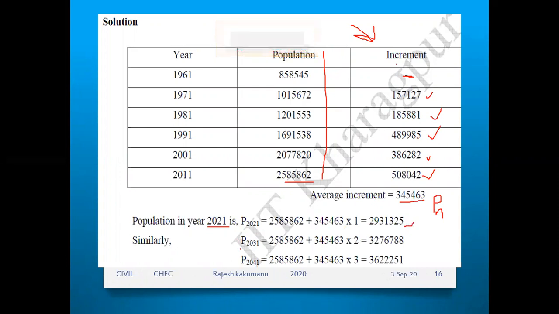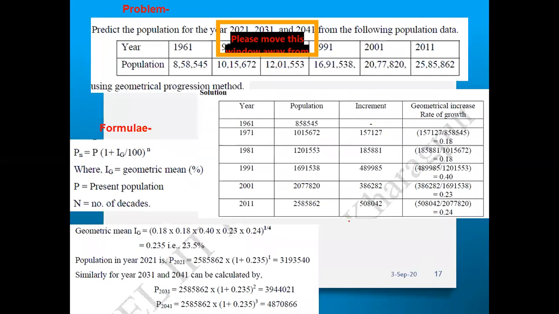Next, 2031, how much? The successor, take the same again. P plus Pn into 2, you are getting 32. Next, 2041, how much? 25 lakhs same, plus 3450 into 3, you are getting this value. So like this you have to do for an arithmetic problem. This is also the same question you will get.